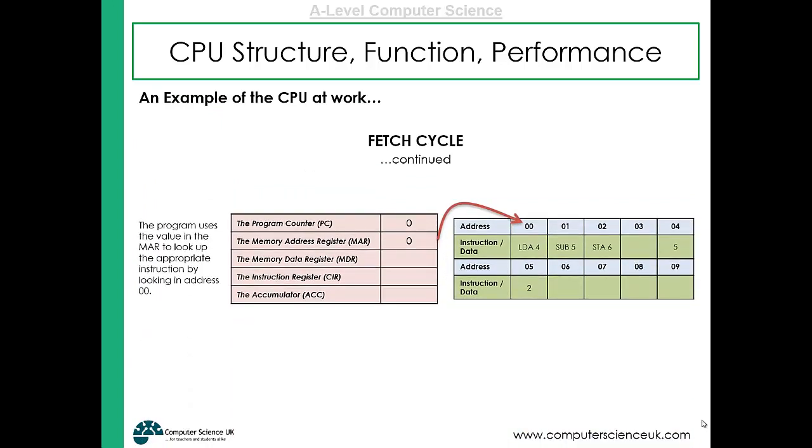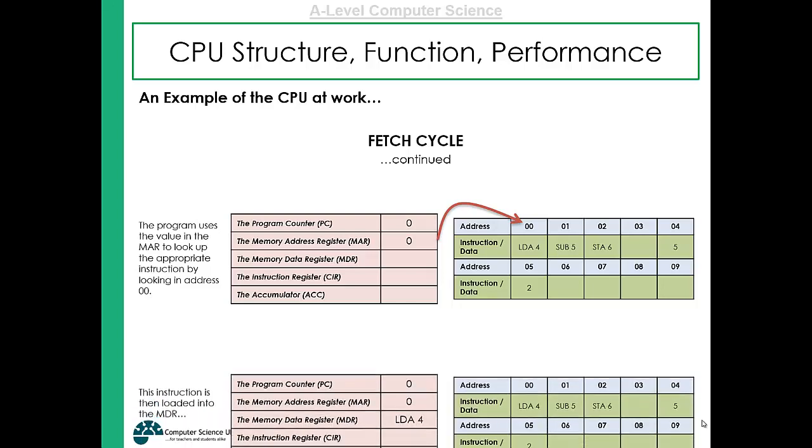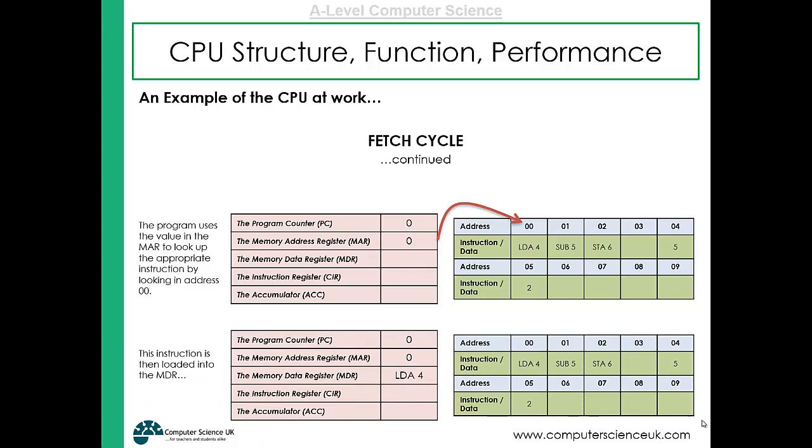So the program uses the value in the MAR, in the memory address register, to look up the appropriate instruction by looking in address 0. And what is in address 0? Well, it's the instruction LDA 4. So that instruction is then sent back along the data bus, and it is put into the memory data register, into the MDR. So we have now fetched that instruction.